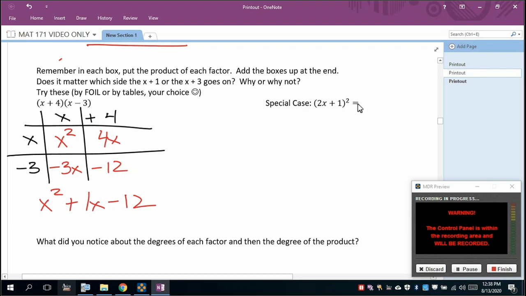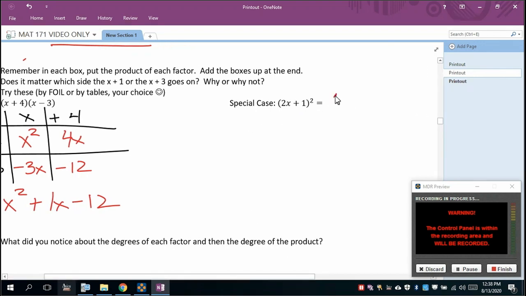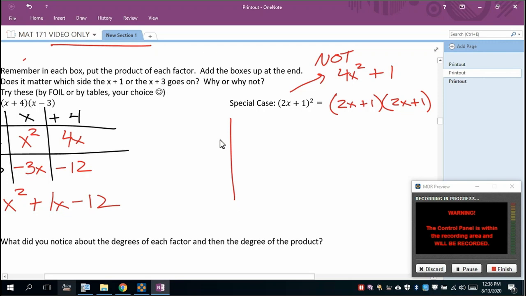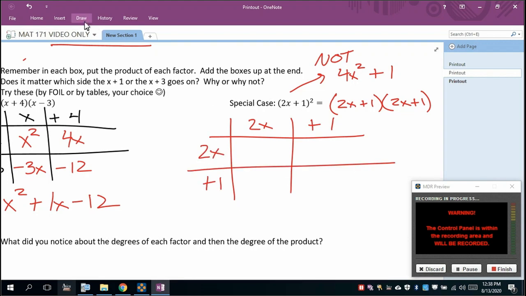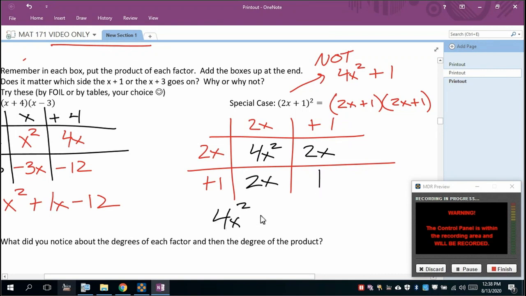Now, a special case would be 2x plus 1 to the second power. What you would have to do here is basically multiply it like this. It is not 4x squared plus 1. And just like before, 2x plus 1, 2x plus 1. 2x times 2x, that is 4x squared. You get 2x here, 2x, and 1. So here, you have 4x squared plus 4x plus 1.